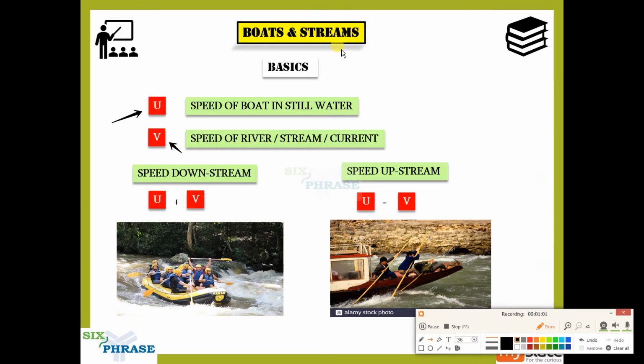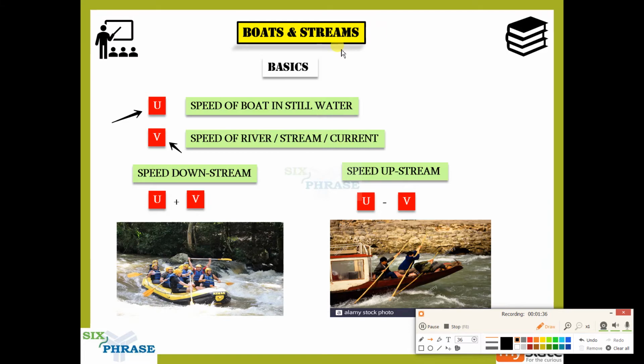Okay, so boats and streams actually is a subdivision of time, speed, and distance, because you will be calculating time taken to cross the river, or the distance which is crossed in the river or stream. Or they'll ask you to find the speed. So you'll find that we'll be using the time speed distance formula here also, which is speed is equal to distance by time, right? So that formula we'll be using here also.